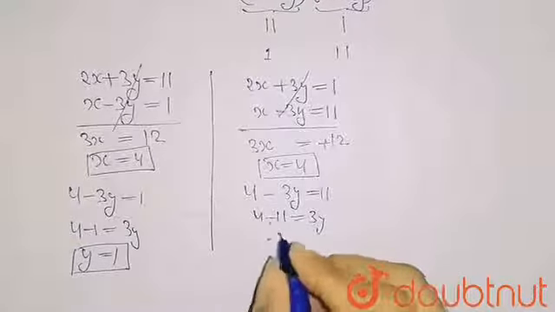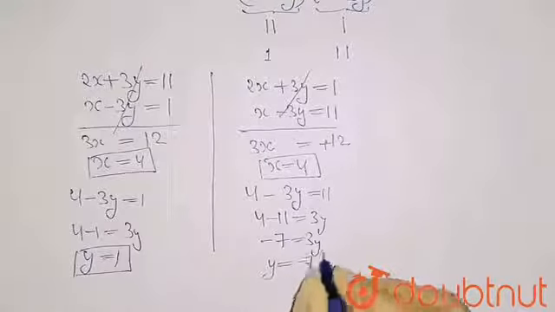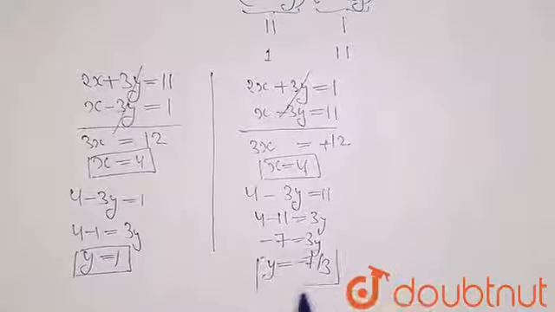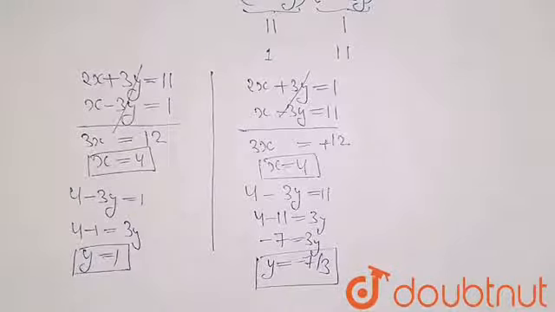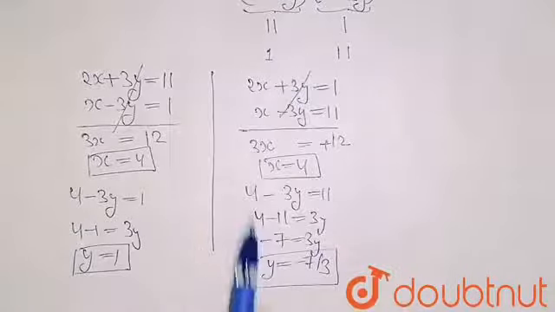So here what I will get? Minus 7 equals 3y. So here my y is coming minus 7 by 3, so it is coming negative. And here these roots are positive. So here I will consider these roots, since I have checked both the conditions.